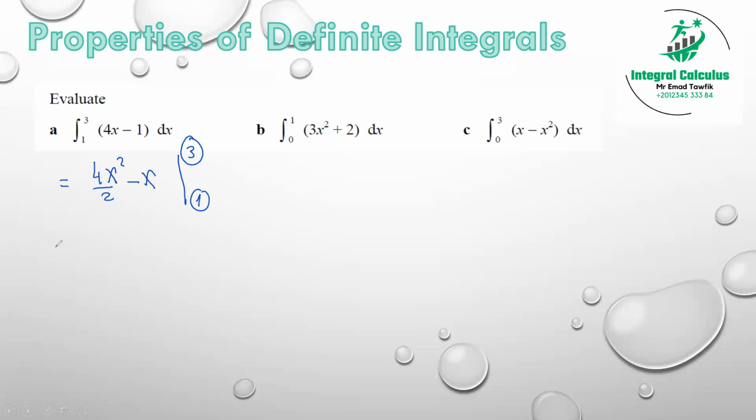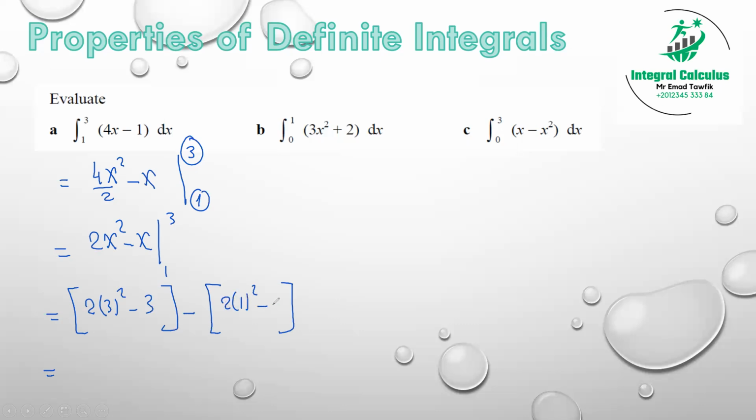You have to put it in simplest form, by the way, 2x squared minus x, and then substitution by 3 minus substitution by 1. I'm going to do my substitution in that way, okay? This minus this, and do your substitution and get your answer. So it's supposed to be 2 multiplied by 3 squared minus 3, and here 2 multiplied by 1 squared and then minus 1. So it's easy for me to calculate. The same issue with letter B and letter C. Do your integration firstly, and then make your upper bound substitution minus your lower bound substitution.